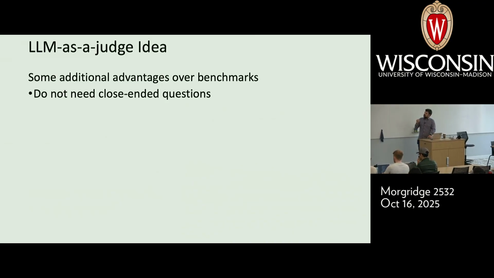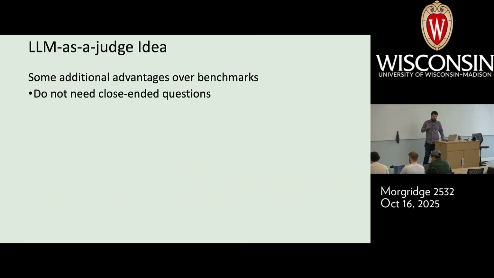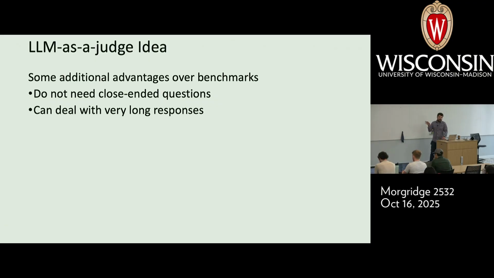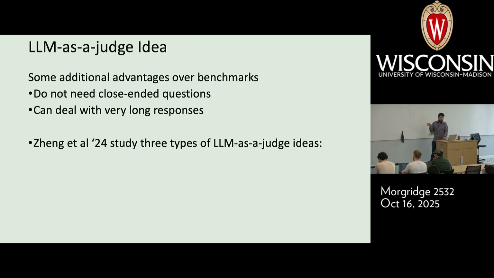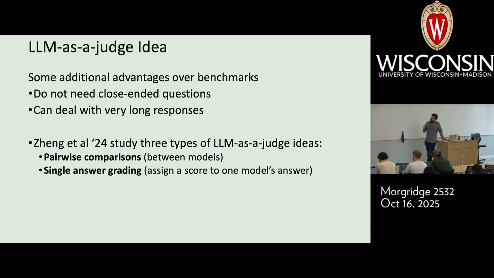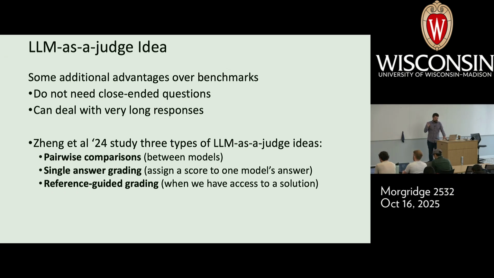OK, so we don't need close-ended questions. We can make things completely open. Any answer is OK. As long as it can be consumed by the judge model, we're fine. We can have very long responses here. We're not worried about that at all. There are lots of different ways of doing it, but this is the main paper for it. Pairwise comparisons, which was what I mentioned. Single answer grading, so you just give a single answer response. And finally, when we have access to a solution, we can say, hey, how close are you to that solution?